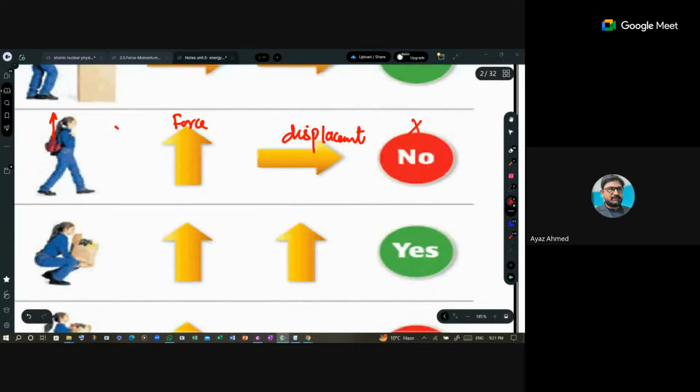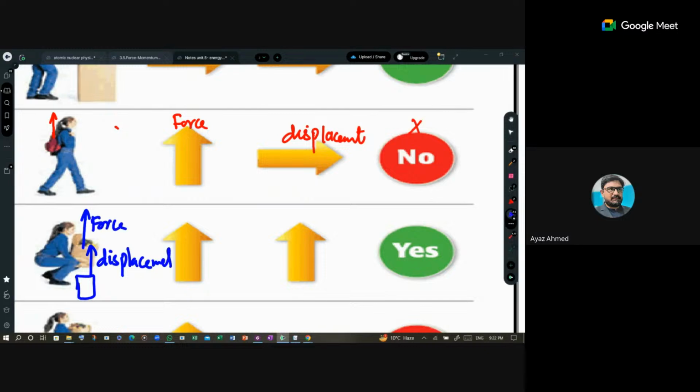Are you getting it? Similarly, when she is going to lift a load, there is a load and she is applying a force in the upward direction, right? Similarly, the displacement is also the same, because that box was over here and it has been displaced over there. So displacement is in the upward direction, and force is in the upward direction. So both are in the upward direction. So yes, work is done.